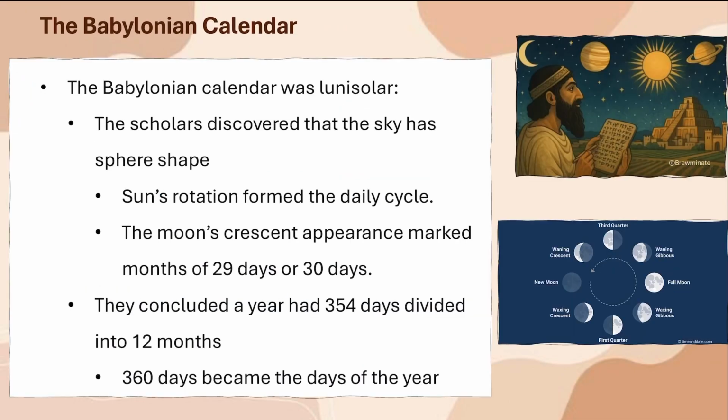The Babylonian calendar was lunisolar. Scholars concluded that the sky was spherical, that the Earth's rotation created a daily cycle, and the moon's crescent marked the months of 29 or 30 days. They calculated the year as 354 days but rounded it to 360 days as it's easier to divide.